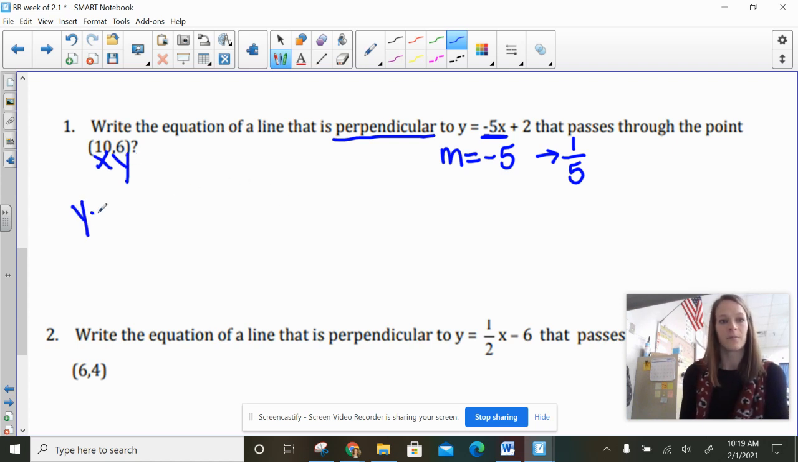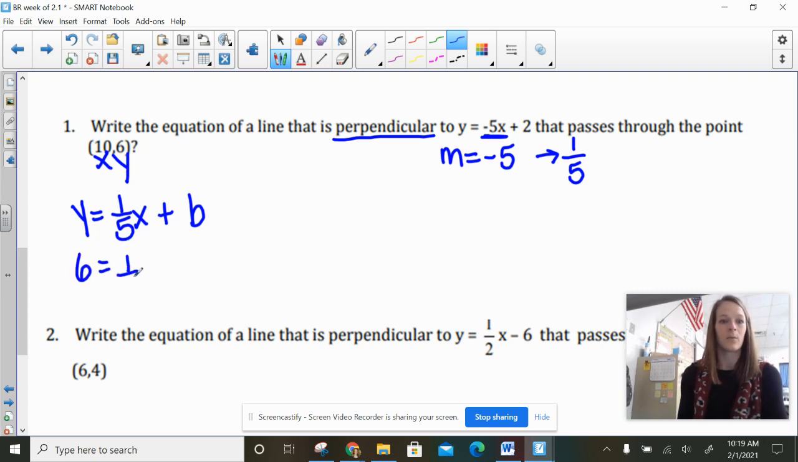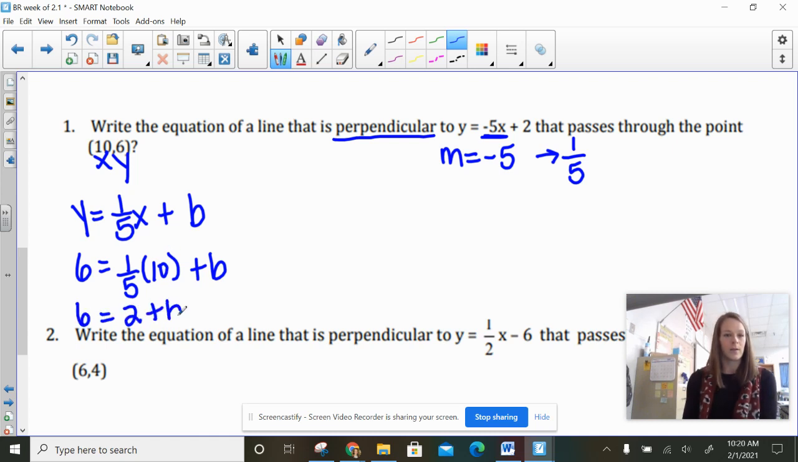Okay, so I'm going to start here. So y equals 1/5x. So when it says perpendicular, change the sign, flip your number, then do the rest of the problem. Okay, my y is 6, x is 10, so 1/5 times 10 plus b. 1/5 times 10 is 2. So 6 equals 2 plus b.